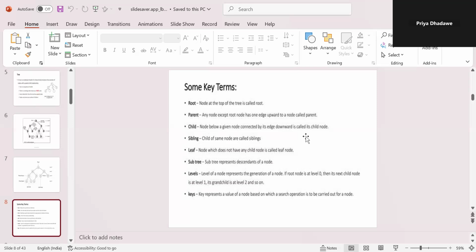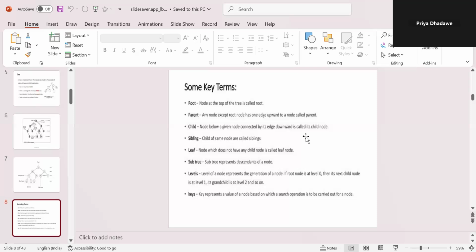Then leaf node. A leaf node is the last node, the outer node of the tree, which has no children. A subtree is a tree that is represented within a tree. And the level: the root represents zero, and it moves on further as the tree grows.